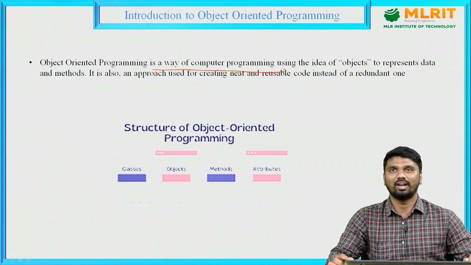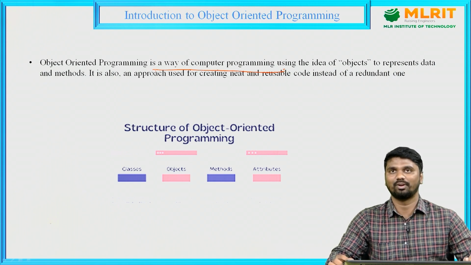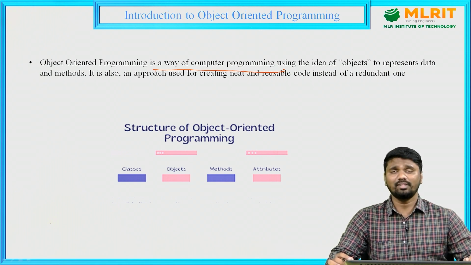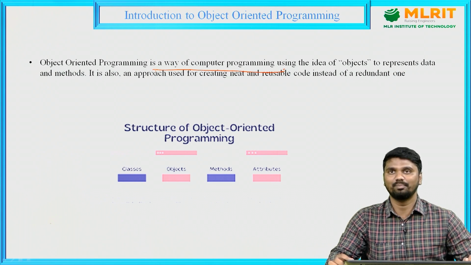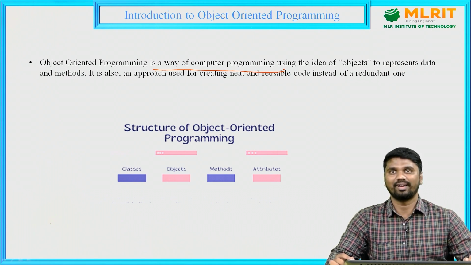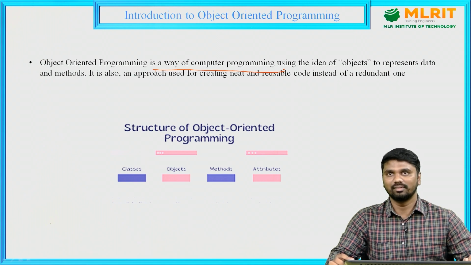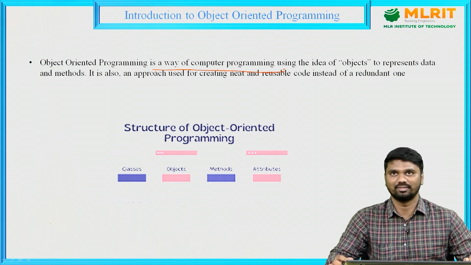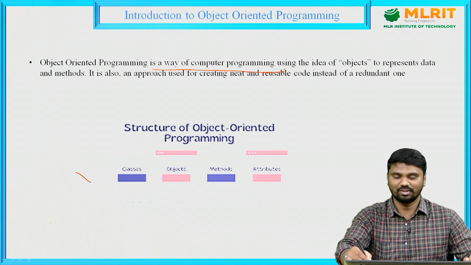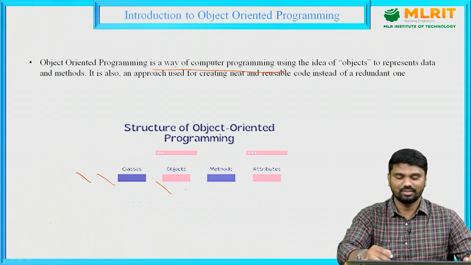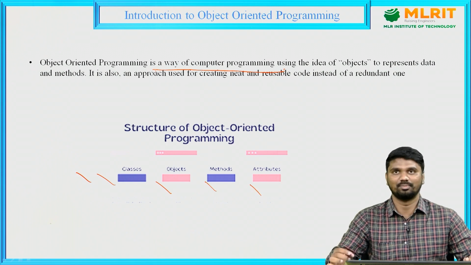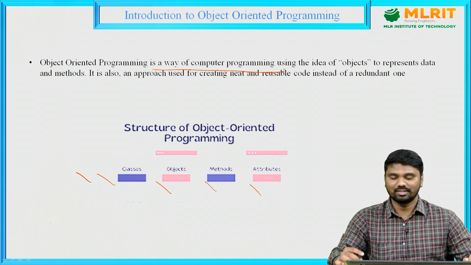So what is the advantage of object oriented programming? Mainly code reusability. Code reusability is one of the important factors to reduce the complexity of applications. If you see the structure of object oriented programming, it contains classes, objects, methods and attributes. We will discuss what is class and object in the next slide.